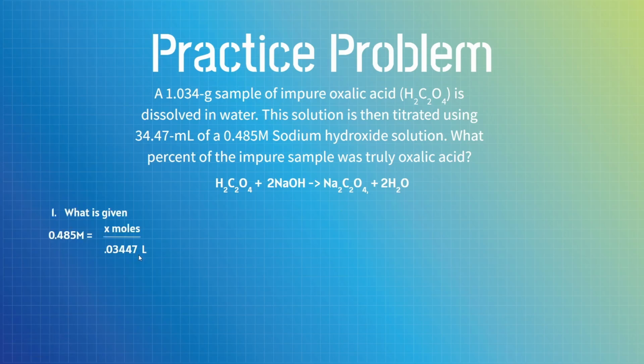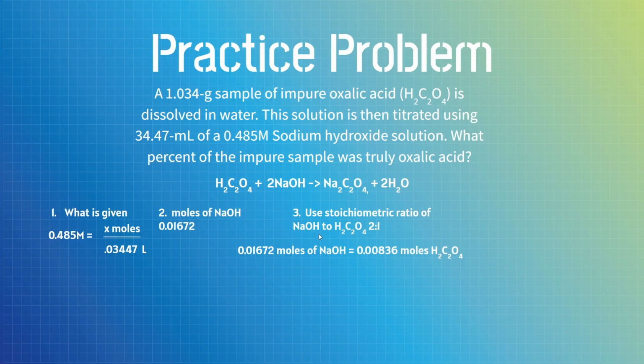So let's use what is given. We have 0.485 molarity solution that is a volume of 34.47 milliliters of sodium hydroxide. So we're going to use that to find the moles of sodium hydroxide, which comes out to be 0.01672. Now let's use our stoichiometric ratio of NaOH to H2C2O4, which is going to be 2 to 1. So our 0.01672 moles of NaOH is going to become 0.00836 moles of H2C2O4.